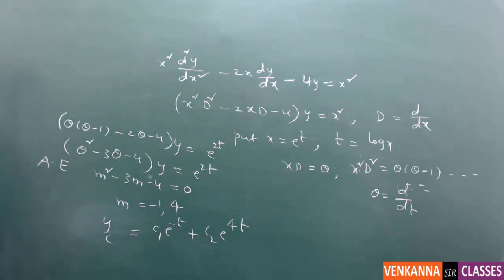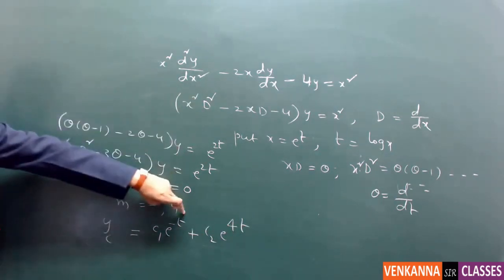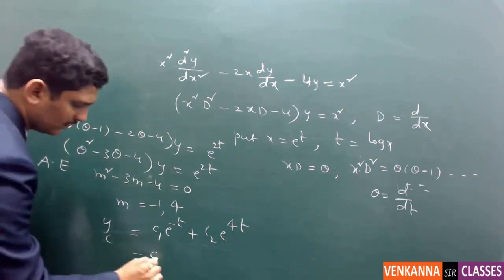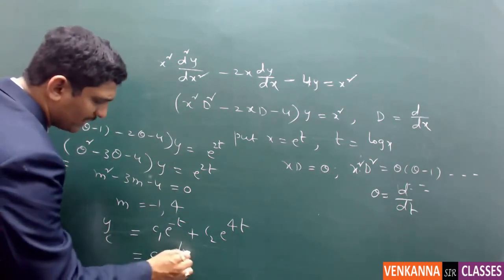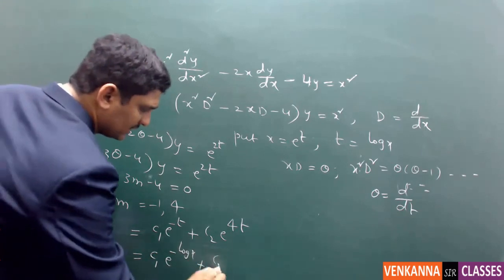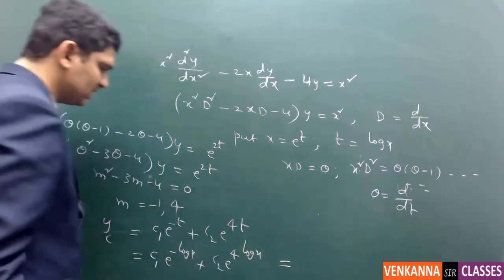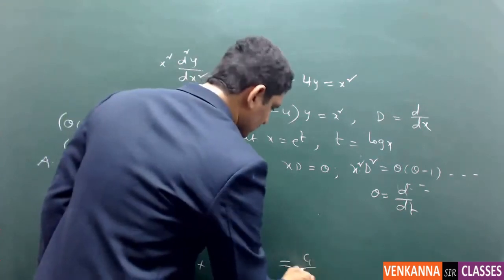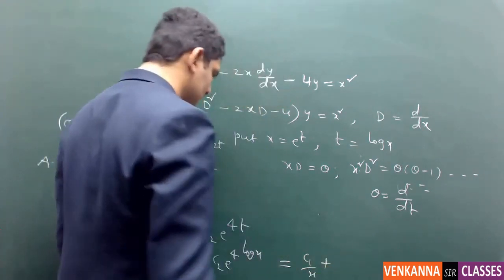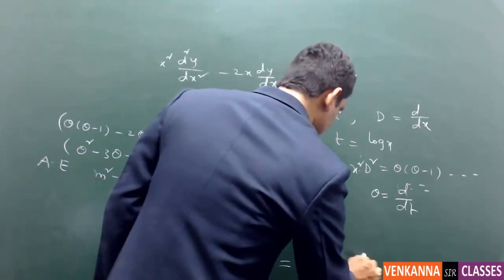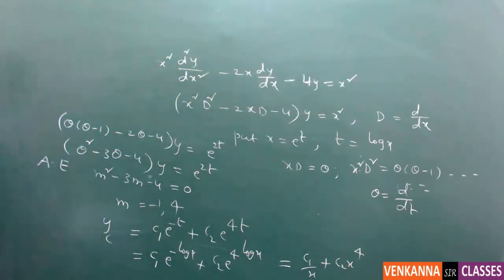However, you can substitute the value of t here. This one will be c1 e power minus log x plus c2 e power 4 log x, which gives c1 by x plus c2 x power 4. So please confirm whether I have done correctly or not.